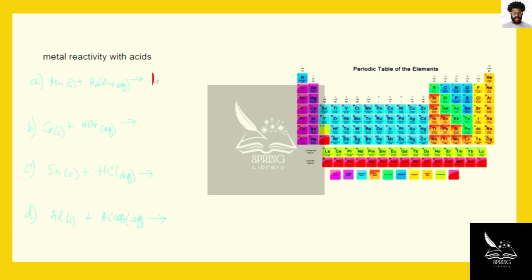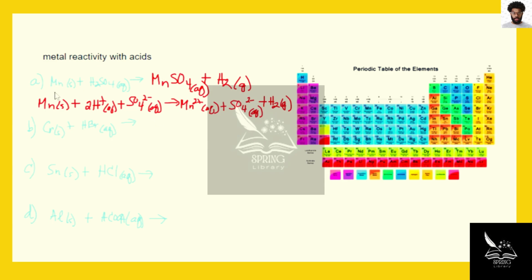It's going to produce manganese sulfate, where manganese will take on a +2 charge, and it will release hydrogen gas in the process. Overall, these are the products that we're going to get from this reaction, and this would be a molecular equation for the reaction.